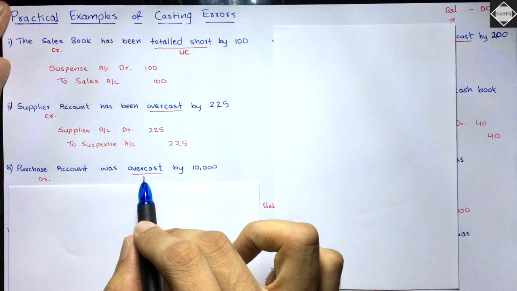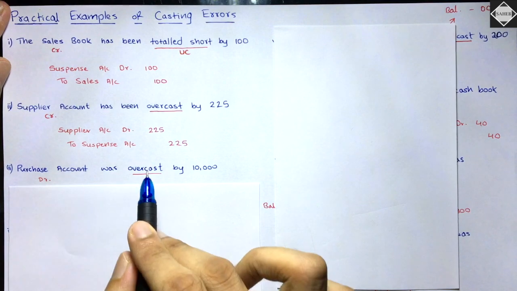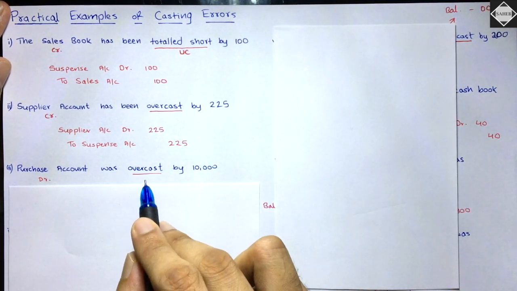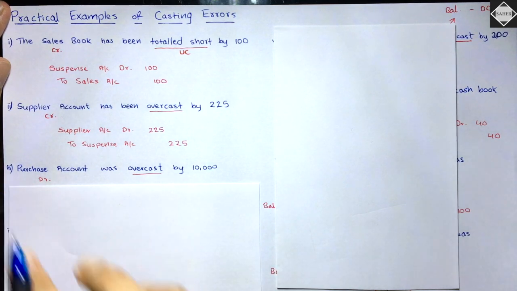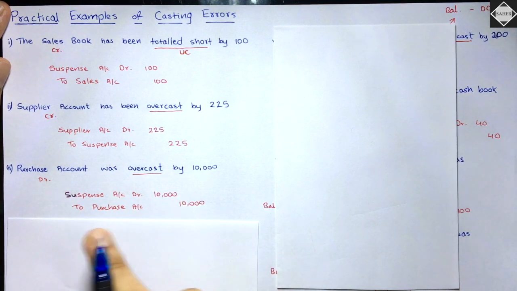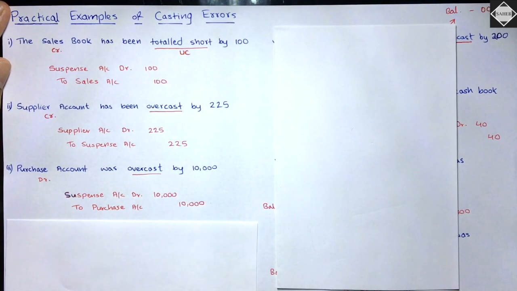Next transaction. Purchase account was overcast by 10,000. Overcast more than what it's supposed to be. And purchase account has a debit balance. What you have to do? Overcast means you have to reduce. Rectification is reducing whenever you have overcast. So to reduce the purchase account, what you have to do? You have to credit. So suspense account debit to purchase account 10,000. Debit balance, to decrease, you have to credit and complete the entry with suspense.